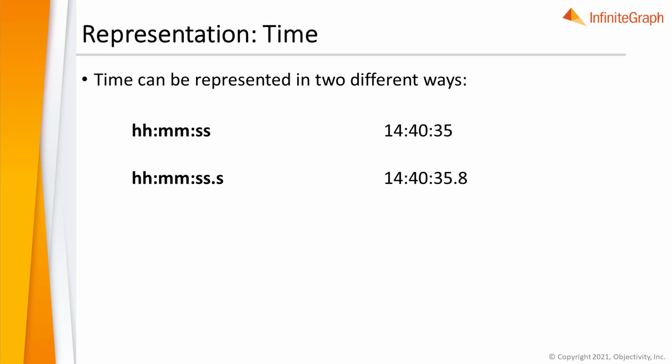Times can be represented in two different ways as well. The base form for both representations is a 2-digit hour, colon, 2-digit minute, colon, and a 2-digit seconds field. The second form allows you to express the fractional portion of seconds in a decimal form.